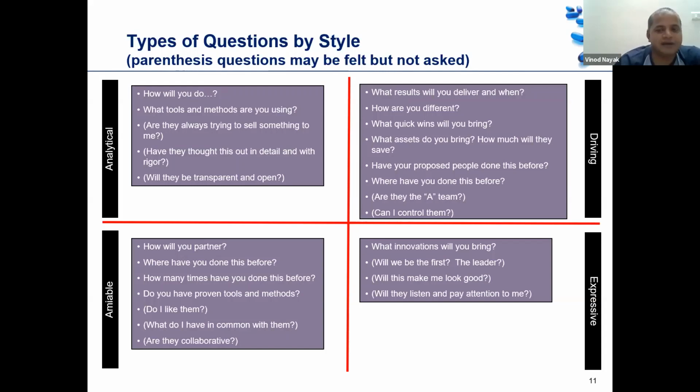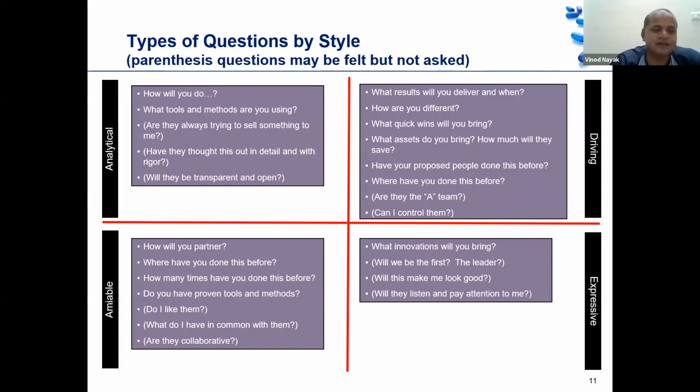Secondly, if that person is expressive, then what do you need to do? How are you going to interact with them? Will you be driver? Will you be expressive again? Will you be amiable? Or will you be analytical? This is what we need to understand, how we need to interact with these different people.